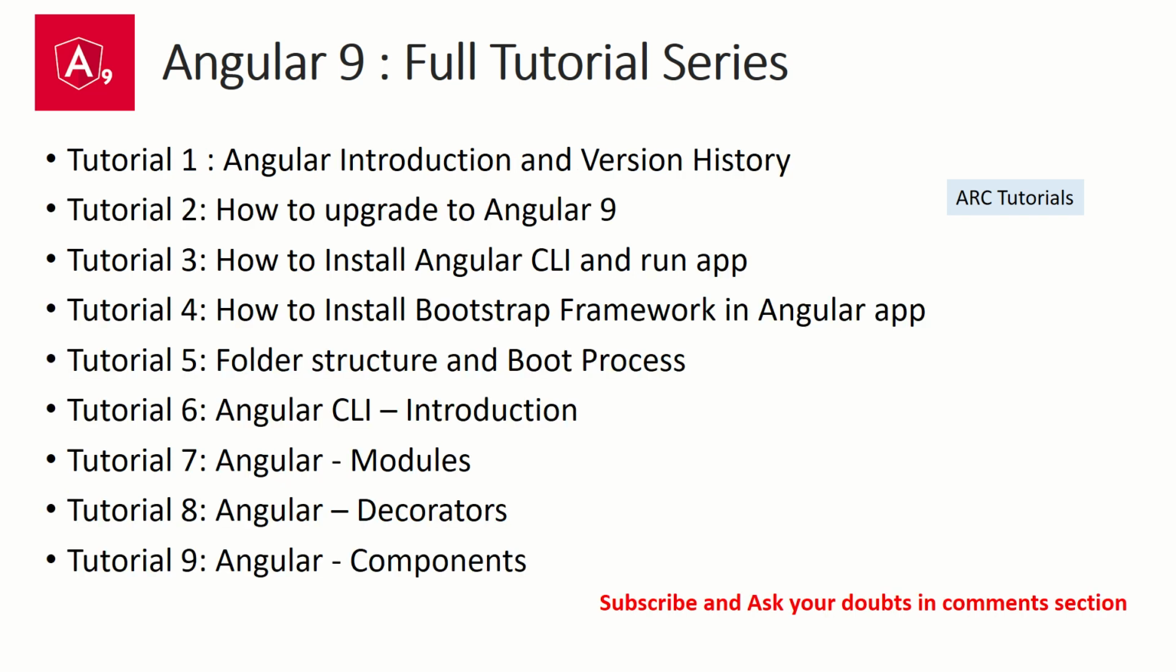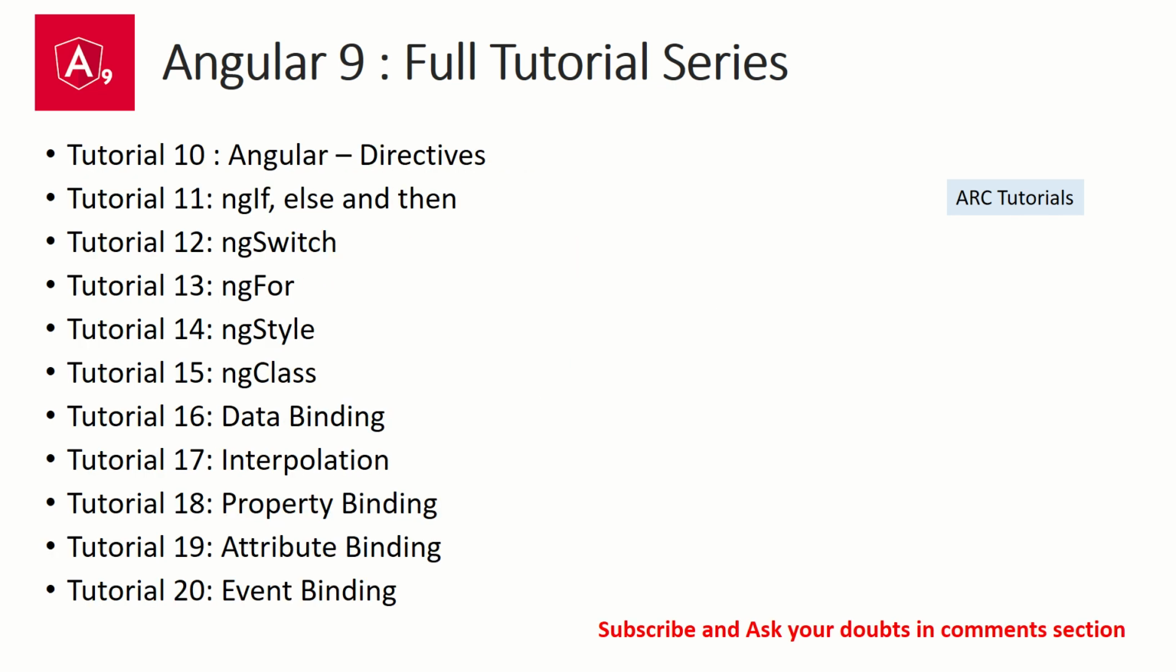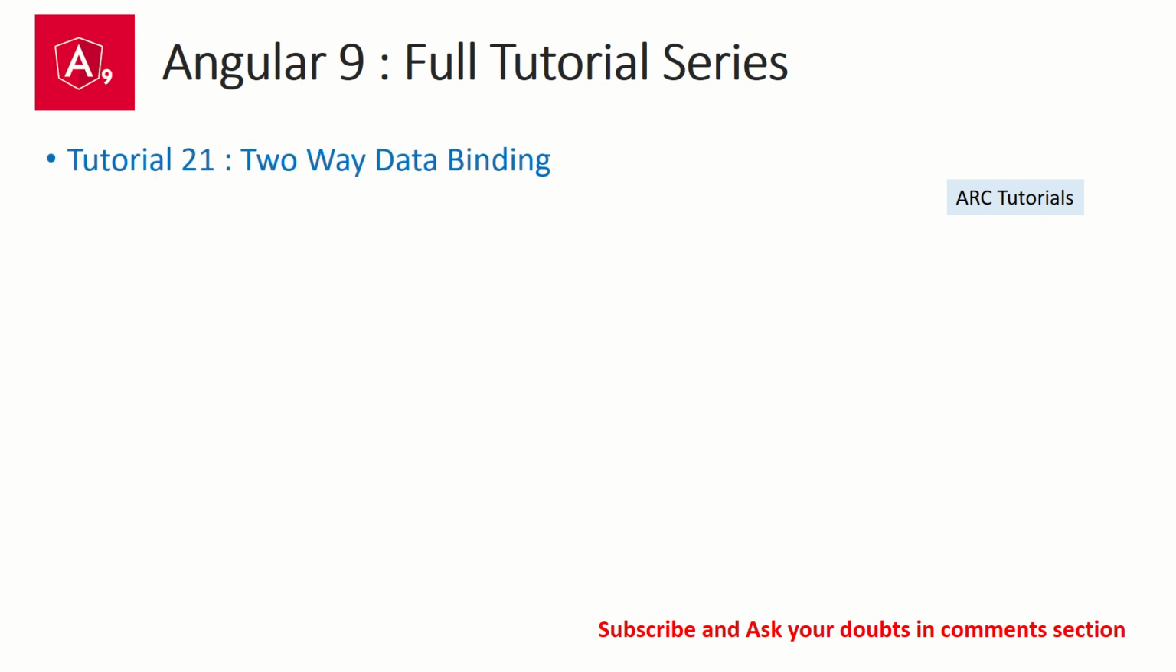So far in the series, we have covered around 20 tutorials, where we have started from basic Angular introduction to CLI, to Angular modules, to decorators, to components, and much more, like directives, ngIf, else, switch, for, style, class, data binding, right? In the past 5 episodes, we have dedicated to data binding, where we learned about interpolation, property binding, attribute binding, and event binding. In today's episode, we are focusing on two-way data binding.